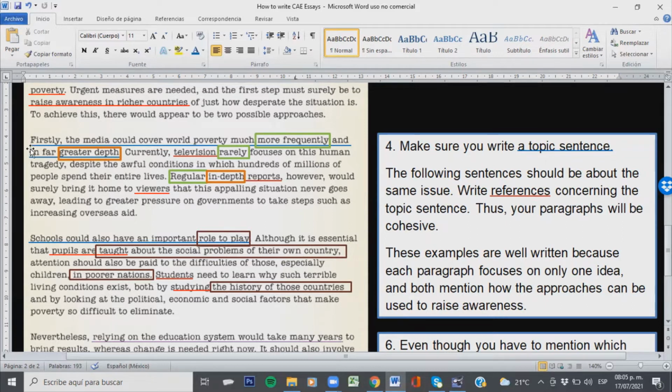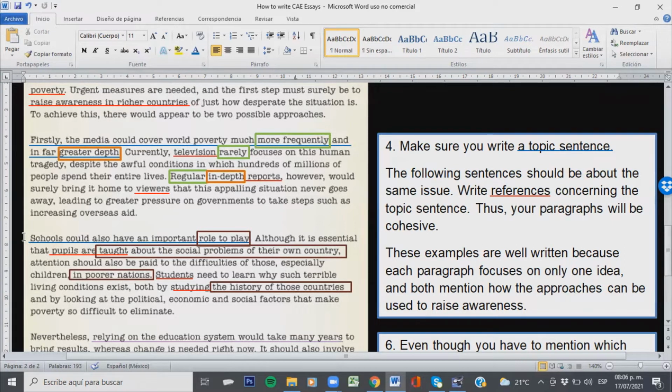We can notice that there is a topic sentence. It talks about the main issue, the media, and it doesn't have too many details, but it introduces 2 ideas, the frequency and the depth that media coverage should have about poverty. If the topic sentence introduces some ideas, there should be references to them in the paragraphs. So for frequency, we have rarely and regular. And for greater depth, we have in-depth reports. As for the references for the media, we can see television, reports, and viewers.